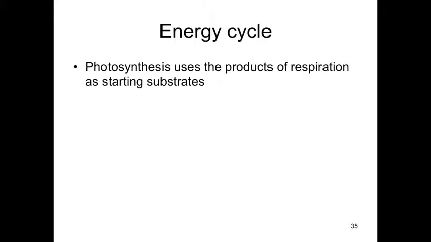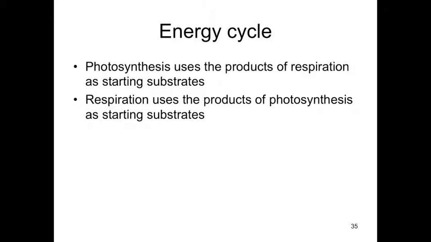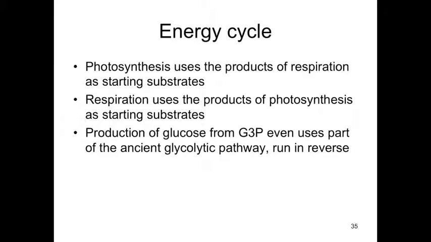So photosynthesis uses the products of respiration as starting substrates, and respiration uses the products of photosynthesis as starting substrates. You might have noticed some relationship between these two. Even when we look at the equations, one appears to be the reverse of the other. The production of glucose from G3P even uses part of the ancient glycolytic pathway running in reverse. You'll recall that glucose is first split into G3P, and then we steal electrons from it.